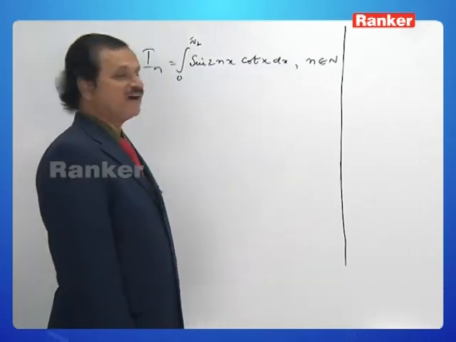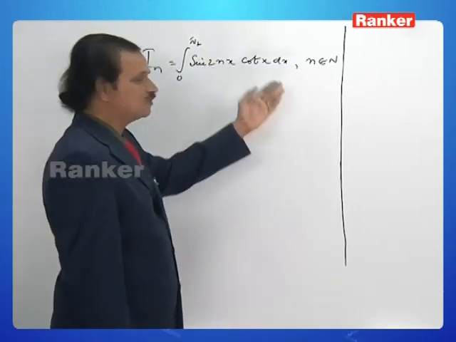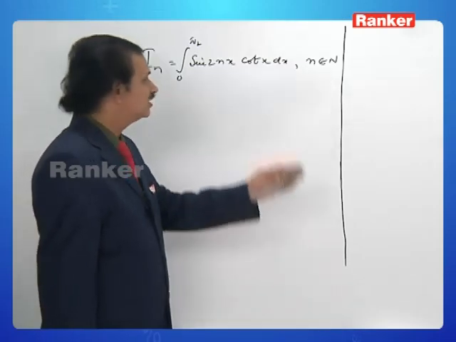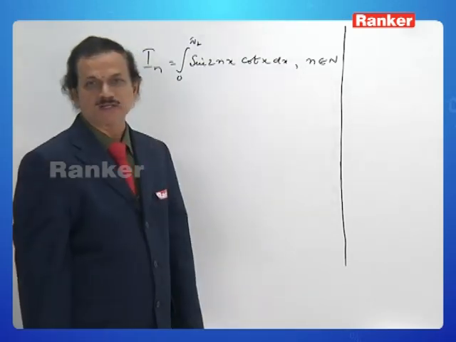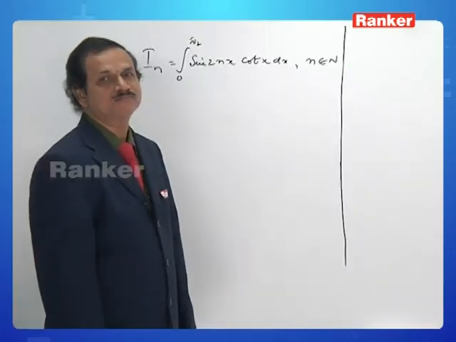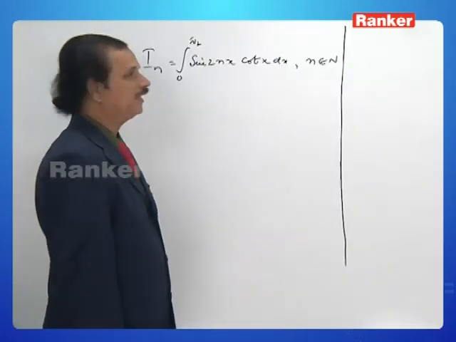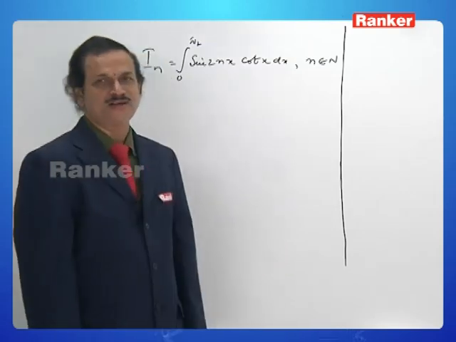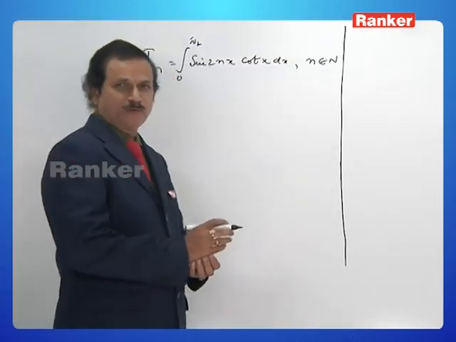Okay, what do you mean by I5? Sine 10x into cot x. What is I6? Sine 12x into cot x. What is I2? Sine 4x into cot x. Like that. Isn't it? Yes. Try to get a plan. No doubt it is a very good problem.